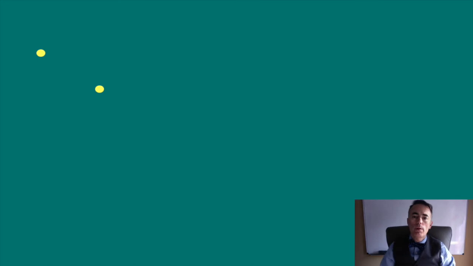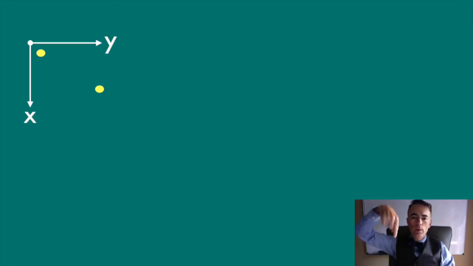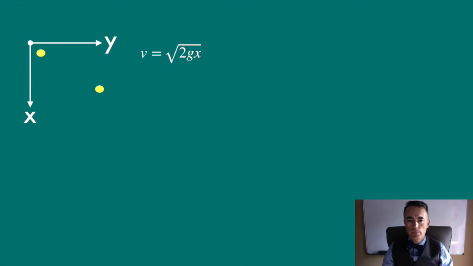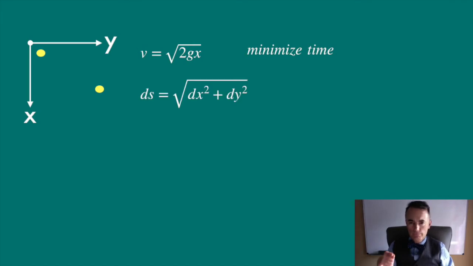Let me choose this axis as x going down and y going to the right this time. Because of gravity, you know that your velocity will be the square root of 2gx. You want to minimize your time of travel, so you write the differential of the displacement, ds, as, and then you solve for time t, where the velocity is the square root of 2gx.